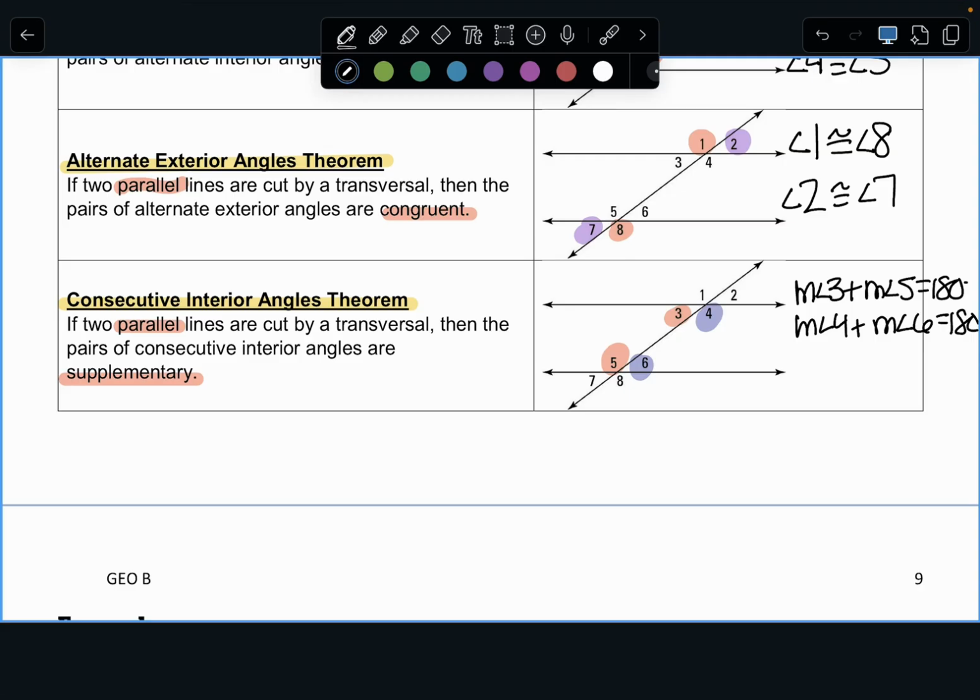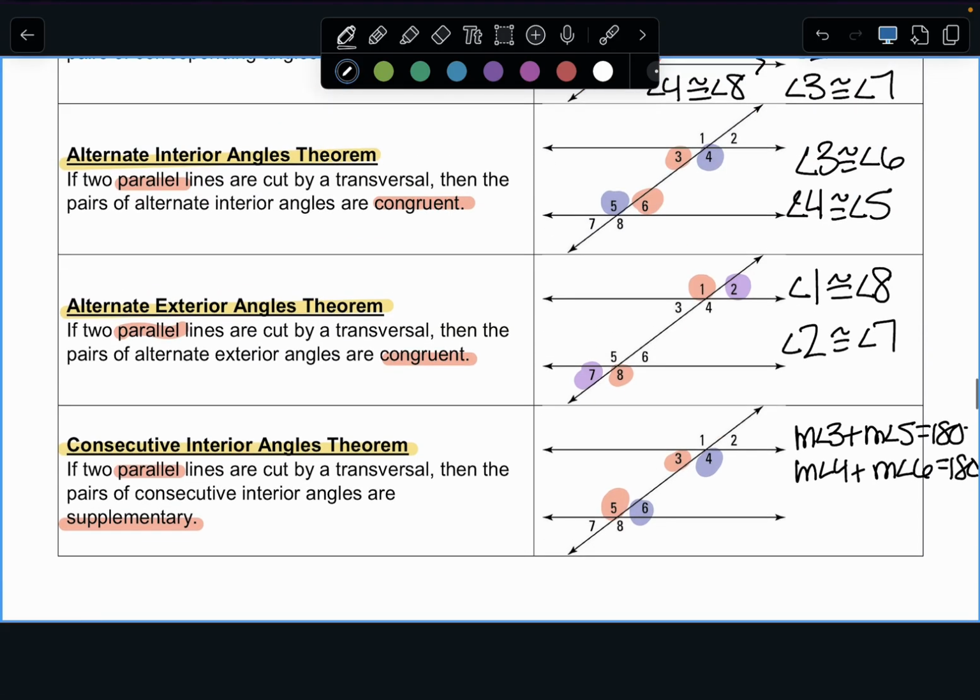Questions on the theorems? No. Measure of angle 3 plus measure of angle 5 is 180. 4 and 6 is 180. Do you have to write it like that on the test? And this is how we're going to set up our equations. So, for example, if I said angle 3 was 100 degrees, you would say 100 plus the measure of angle 5 is 180. So angle 5 has to be, if 3 is 100, angle 5 has to be 80. Okay? So we're not necessarily going to write these out explicitly, but we're going to use them to solve for angles and variables.